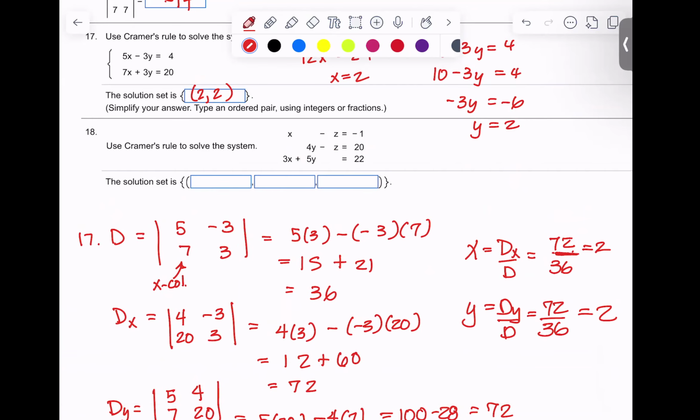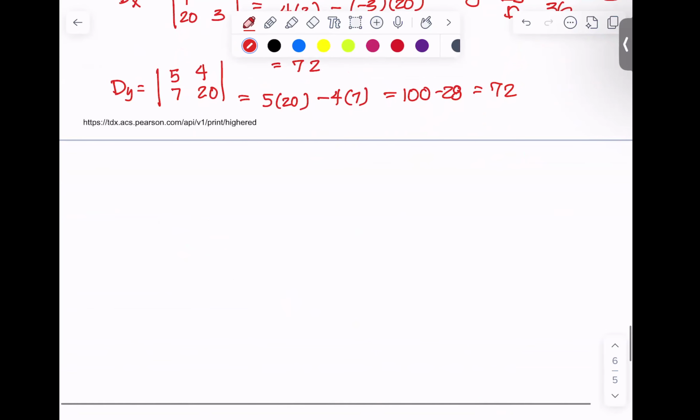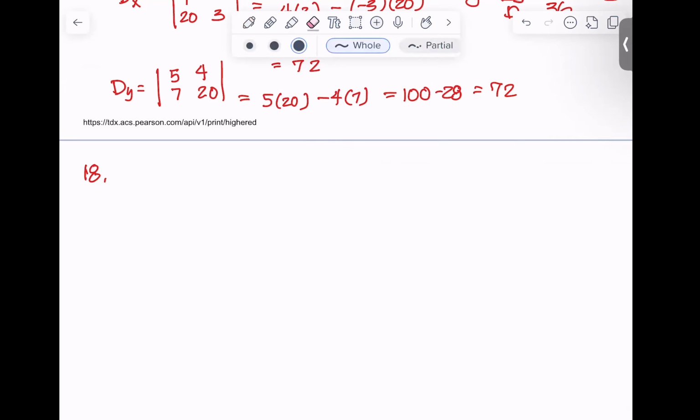But let's do Cramer's rule just for fun. This is problem 18, the last problem on the test. I'm going to create my determinants. I have 4 determinants that I must find to be able to solve this using Cramer's rule. The first determinant D is created from the matrix that consists of the coefficients.